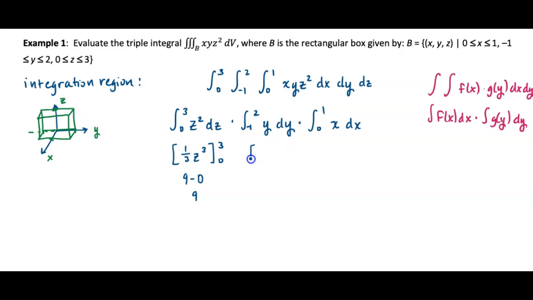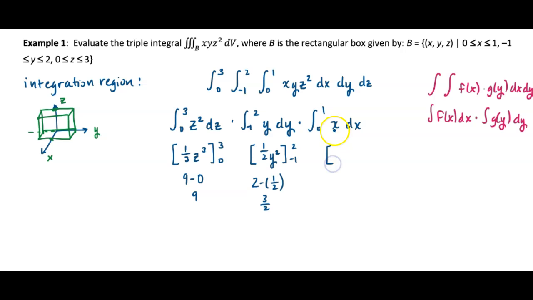Our second integral, when we take the antiderivative of y, that will give us 1/2 y squared, bringing that from -1 to 2. So plugging this 2 in, we get 1/2 of 4, which is 2. Plugging in -1, we get -1 squared, which is a +1, times 1/2. And 2 minus 1/2 is the same as 4/2 minus 1/2, which is 3/2.